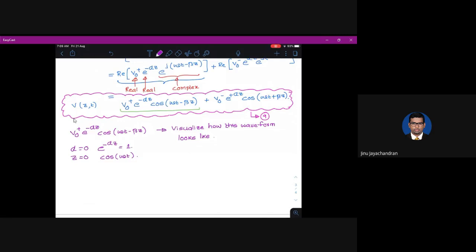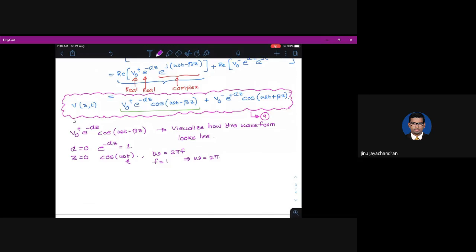Now, the t is the variable here. Let's take some values for omega and t. So omega is equal to 2 pi f. F is the frequency. Let's take f equal to 1. So that implies omega is equal to 2 pi.